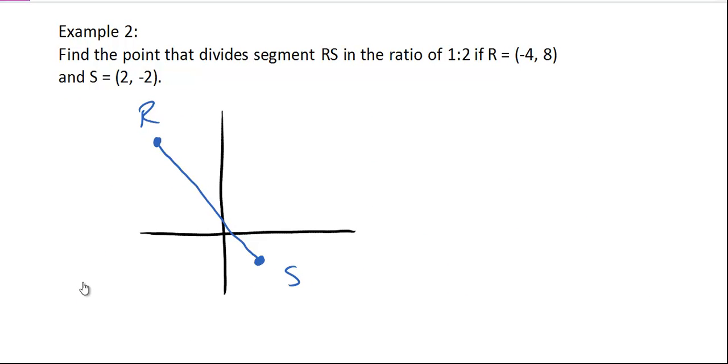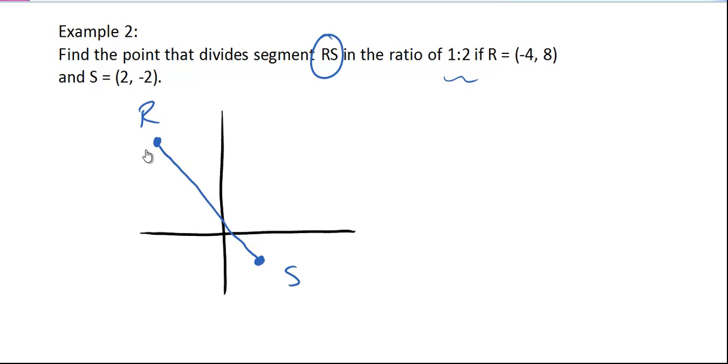This time I have the segment RS, where R is up here and S is down in the 4th quadrant, and I want to divide the segment by a ratio of 1-to-2. And again, I don't think I mentioned this enough, but the order that we write the segment is important. When I say RS, that means I'm starting at R and going towards S.